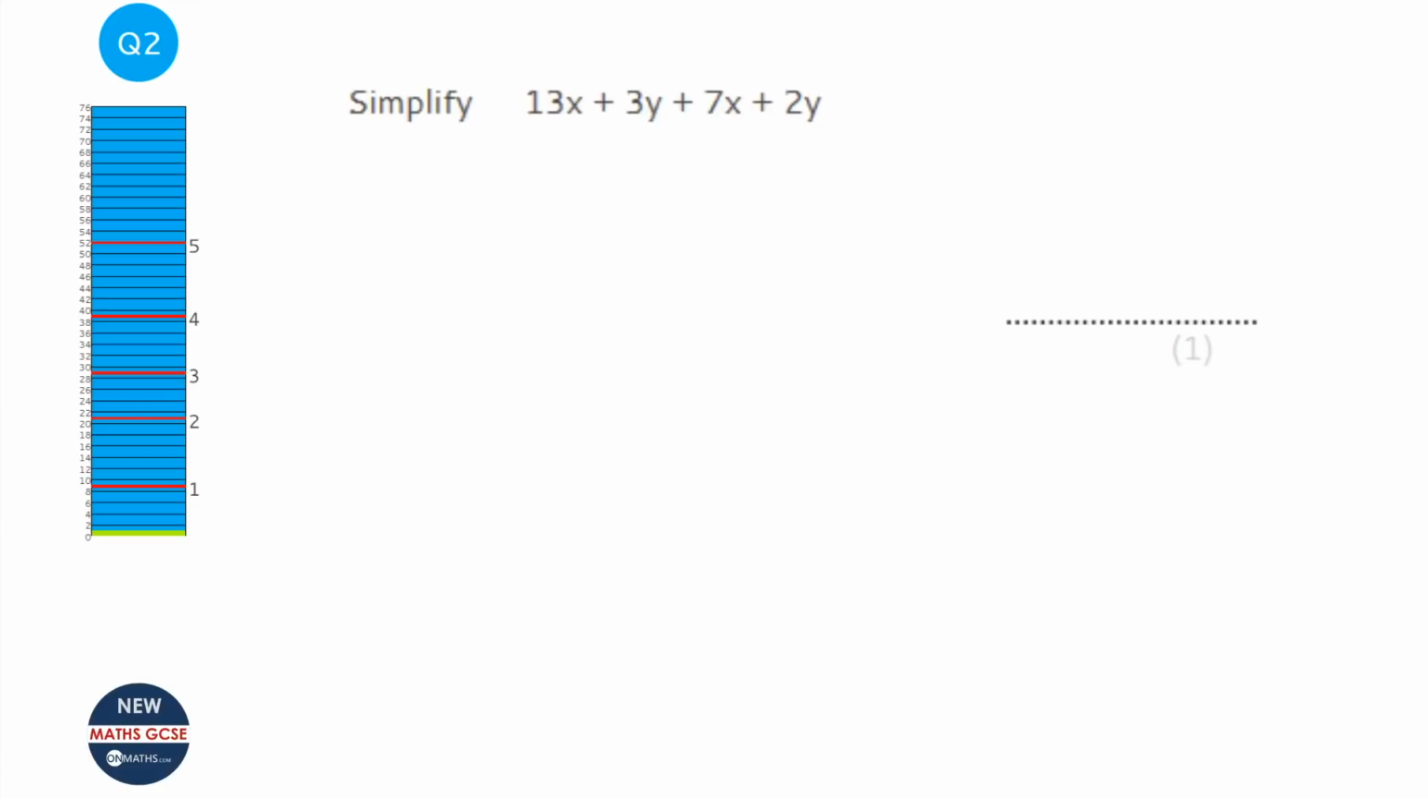Okay, so when simplifying, it's really important to understand what like terms are. This is an x term, and this is also an x term. This is a y term, and this is a y term. So we're going to add the x terms first. So 13x plus 7x is 20x. And then we're going to add the y terms. So 3y plus 2y is 5y.